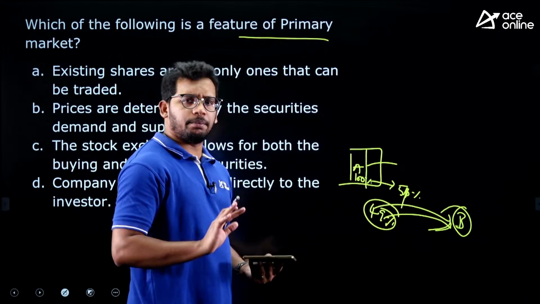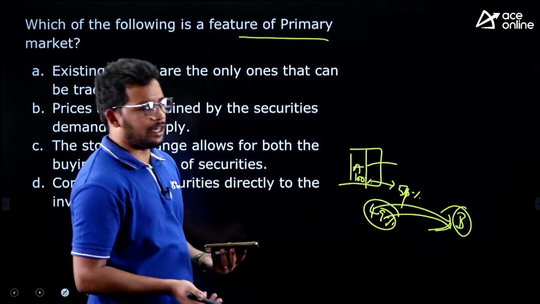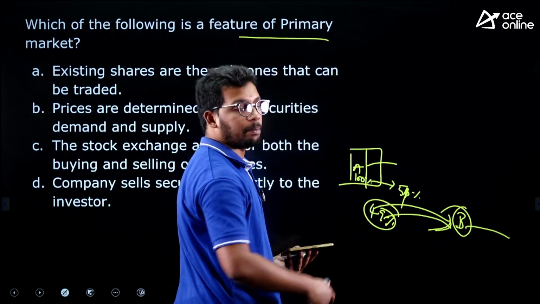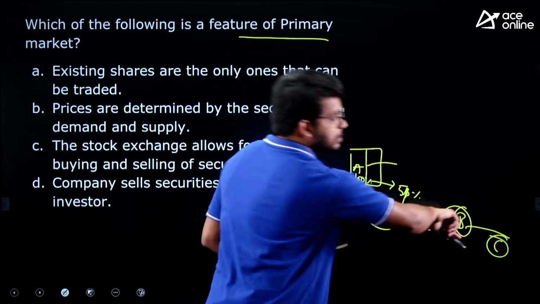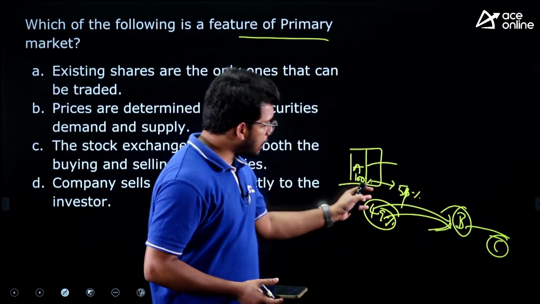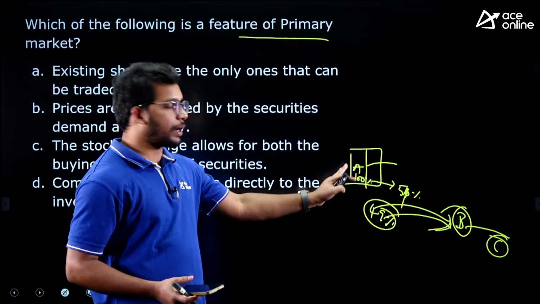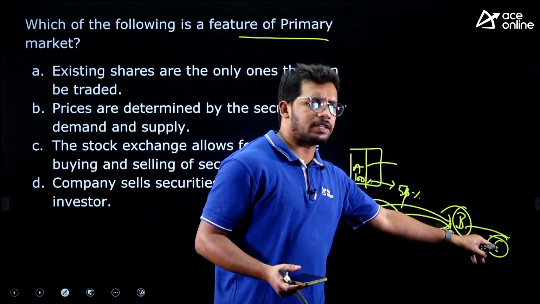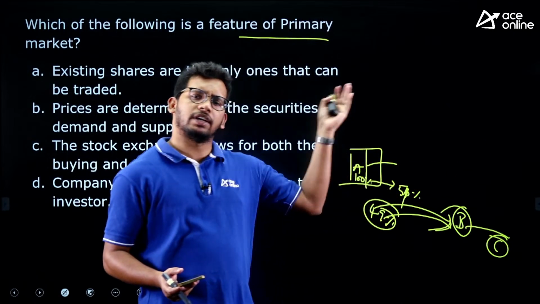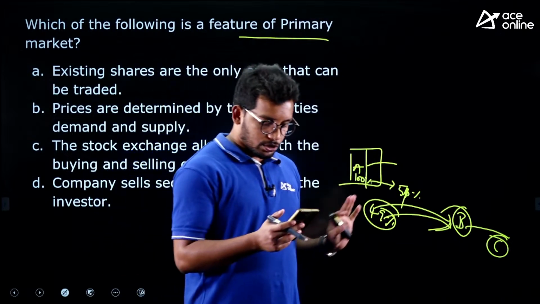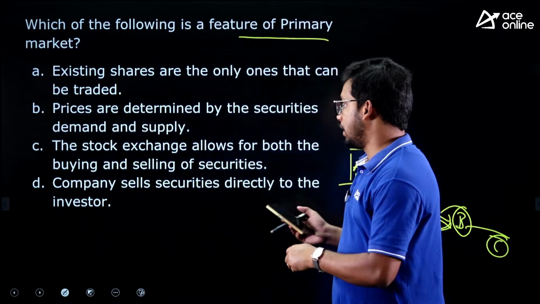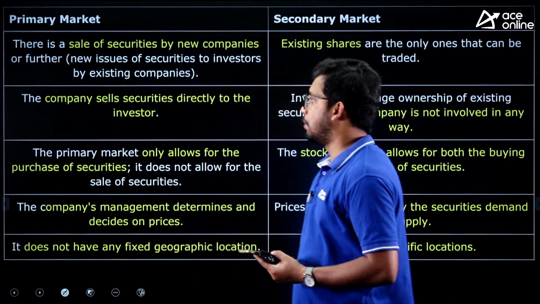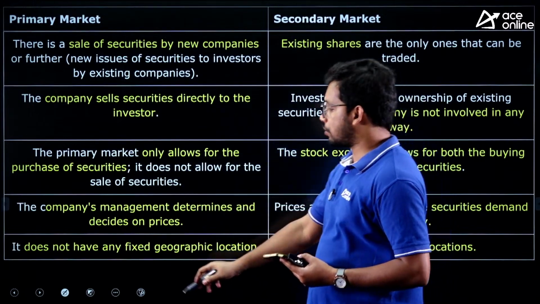After 1 year, person B felt that I need money immediately. So what will person B do? Person B will sell it to person C. Now it becomes the secondary market. When the company's shares are released for the first time, that is the primary market. After that, everything is under the secondary market. So person B to person C, person C to person D. It can change hands, right? Now let's understand the difference between the primary market and secondary market. Then we will come back to the question.